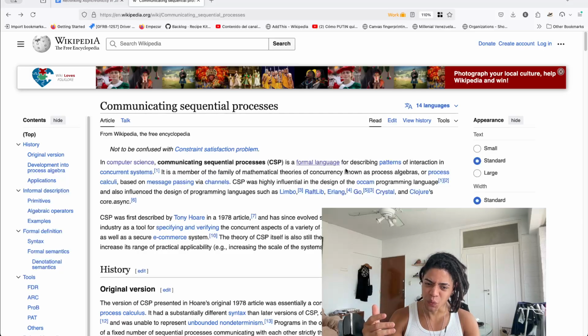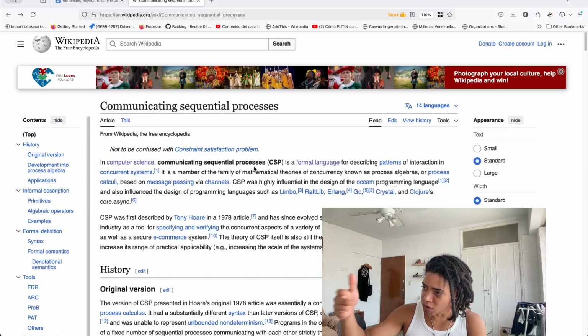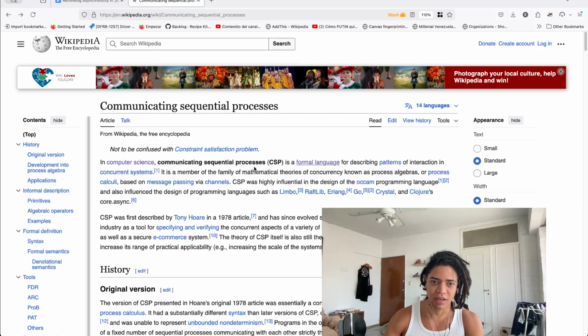So all of this, even when I use the English language to talk about something, is just a way to describe recurring, repetitive stuff that happens in our life, and then we want to do something about it. And in our case, communicating sequential processes is a formal language for describing these patterns of interactions in concurrent systems, in all of these tasks that overlap at a time.